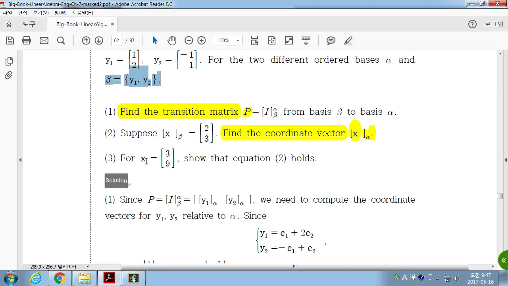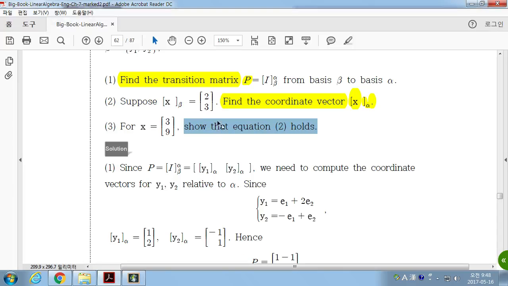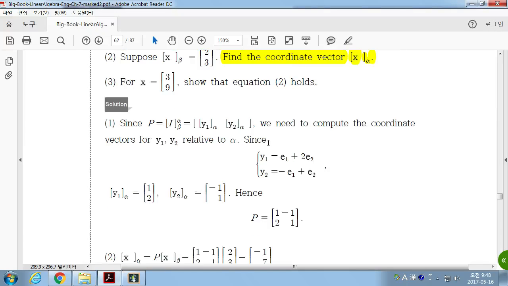그렇죠? Next. For x, show the equation to hold. 요거에 대해서 각각 이제 P는 구했으니까 요거에 대해서 the coordinate vector of x with respect to alpha and find the coordinate vector of x with respect to beta and multiply the same matrix P, then make sure they are same. So all we have to do is just finding this first. Okay? If you find this, everything follows easily. First, so how do you find it?